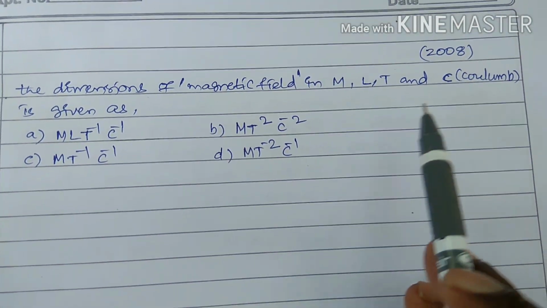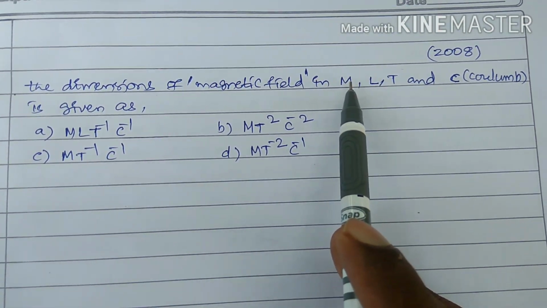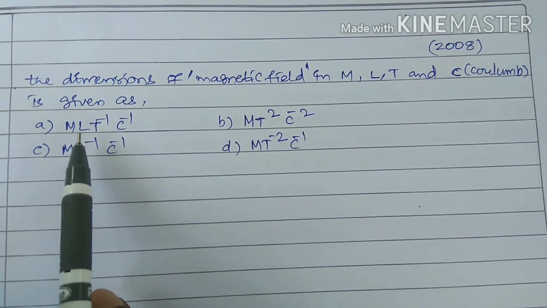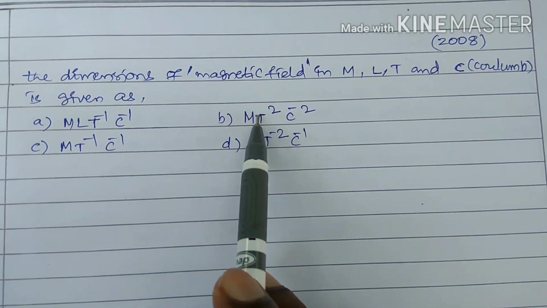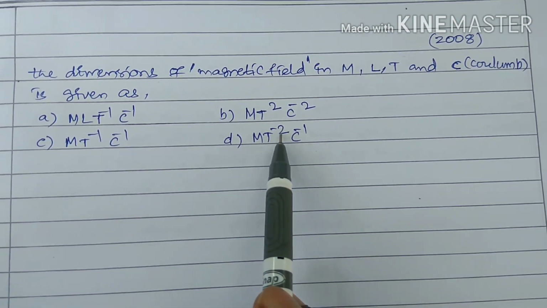This is the question which was asked in 2008. The dimensions of magnetic field in M, L, T and C for Coulomb is given as MLT^-1 C^-1, MT² C^-2, MT^-1 C^-1, MT^-2 C^-1.